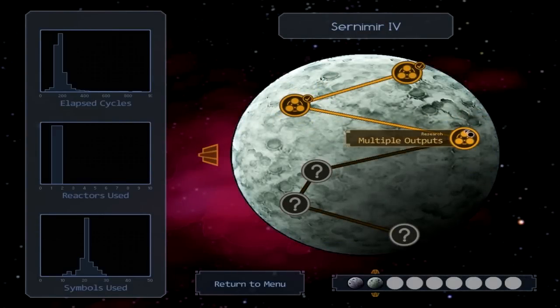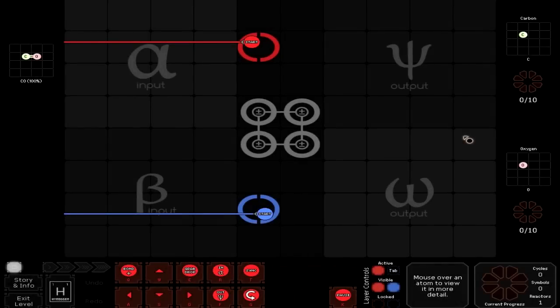Next, we've got multiple outputs. Let's see. Oh, we need to debond these?